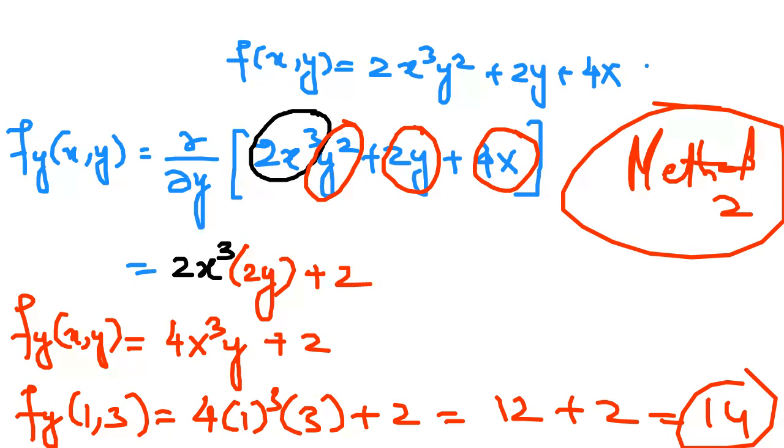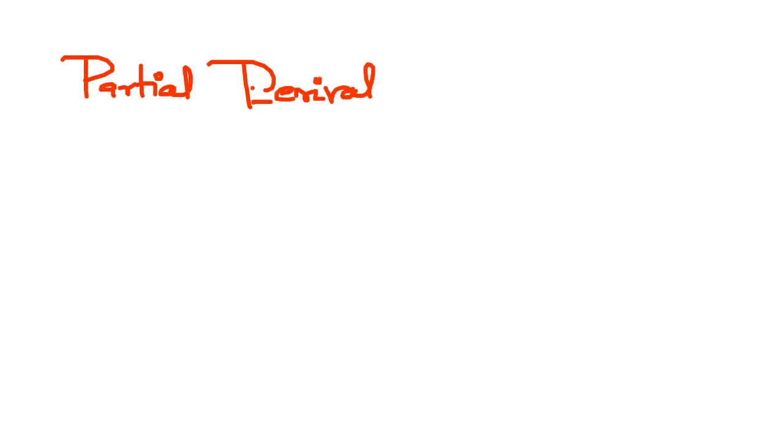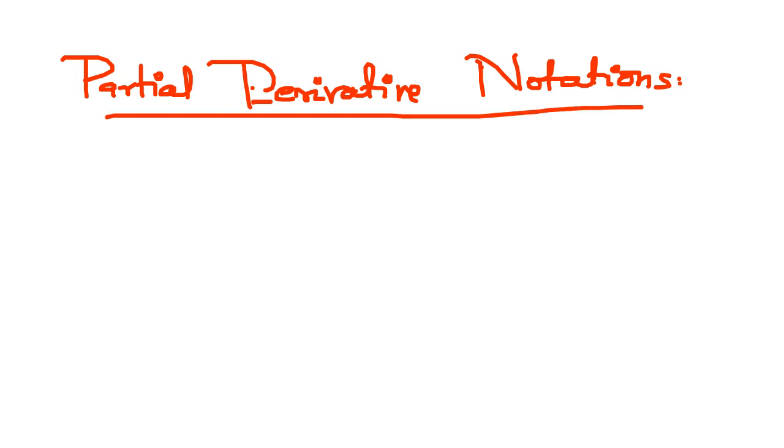Okay, so this is the basic definition, or you can say the basic rule to find the partial derivatives of any function it is given to you. Okay, now there are different types of notations of the partial derivatives. What are the notations? Partial derivative notations. Okay, so what are the basic notations we use to find the partial derivatives?